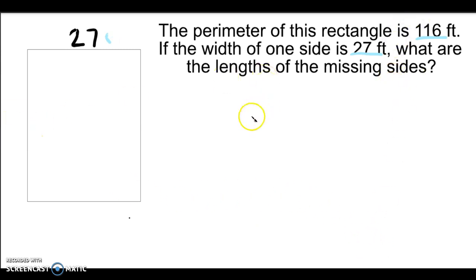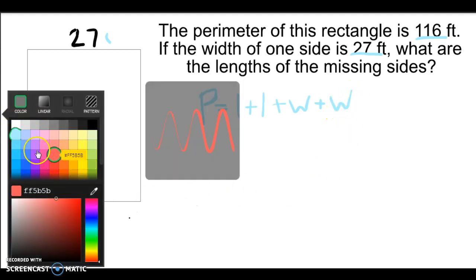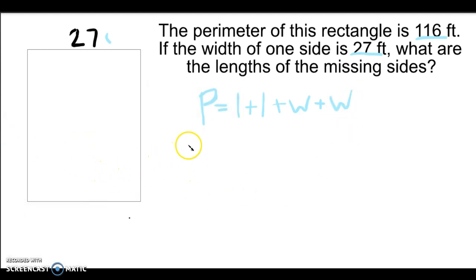So let's jot down what we know about perimeter. In our last couple of videos, we've talked about the formula for perimeter. It is length plus length plus width plus width. Okay, so in this case, we know the perimeter. So instead of P, I'm going to write 116, because that's what my problem told me the perimeter was. I don't know either of the side lengths, so I have to leave those as L's for now.